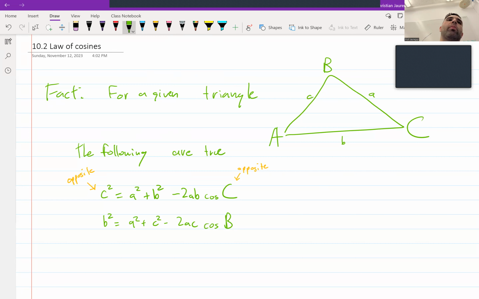And these wouldn't really be formulas I expect you to memorize. So don't worry about that. It's not something that comes up later in a calc course that you must have memorized. So we should be safe. A squared then would also equal b squared plus c squared minus 2bc cosine of A.